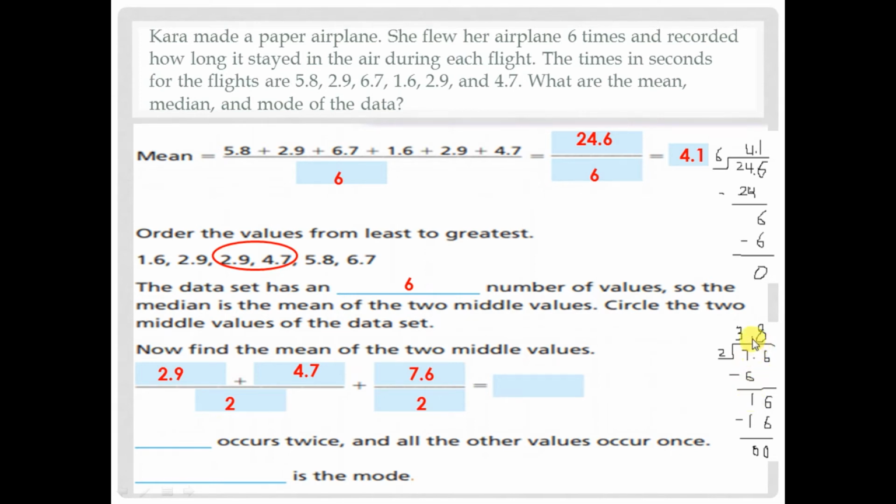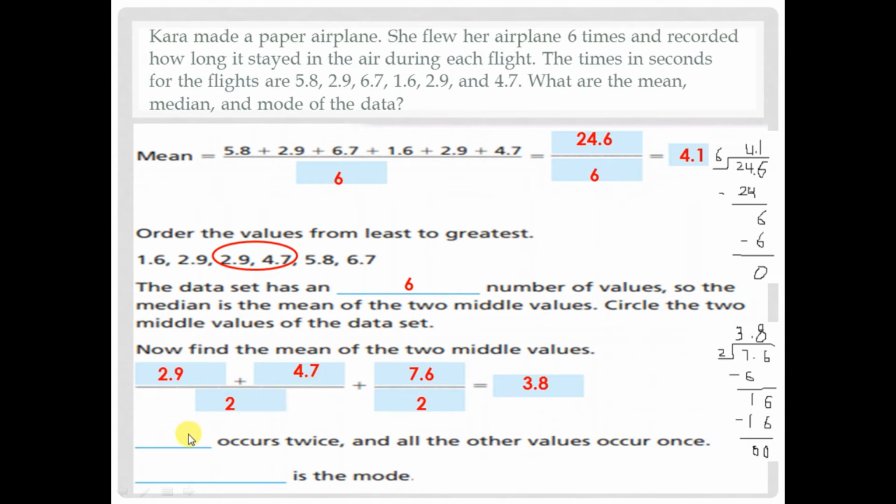Put the decimal point up. Pull the 6 down. 16 divided by 2 will be 8. So 16 minus 16 is 0. So the final answer is 3.8. And that will be the median, meaning the average between 2.9 and 4.7.